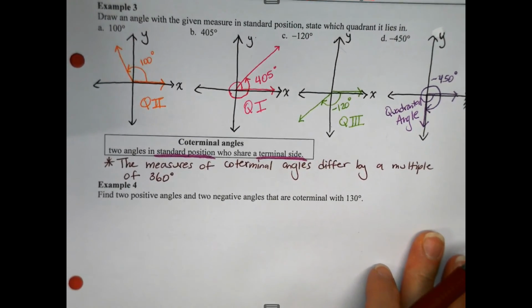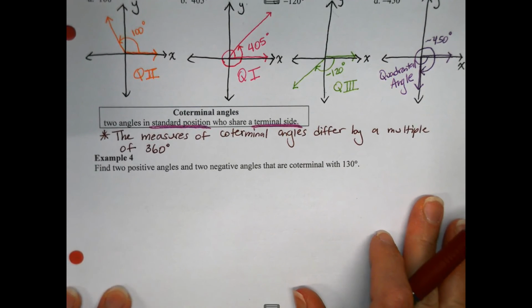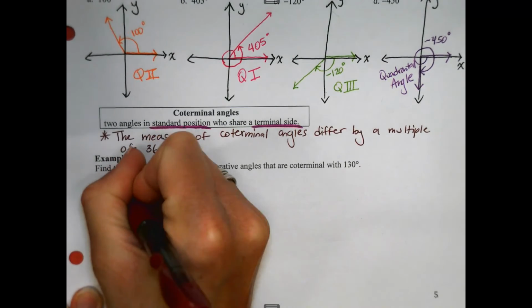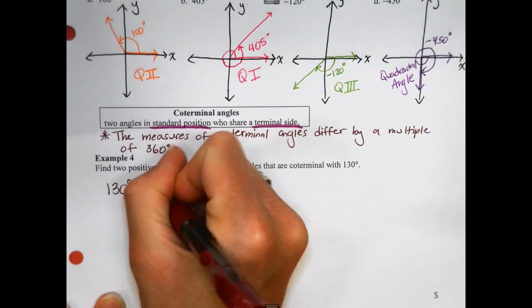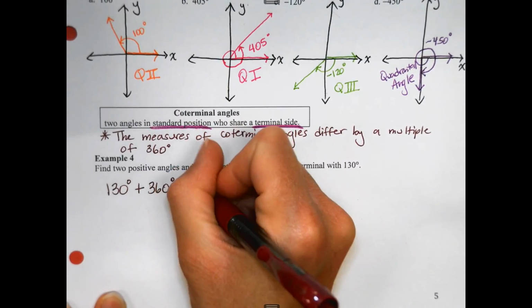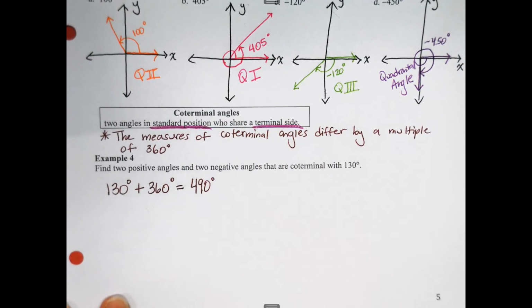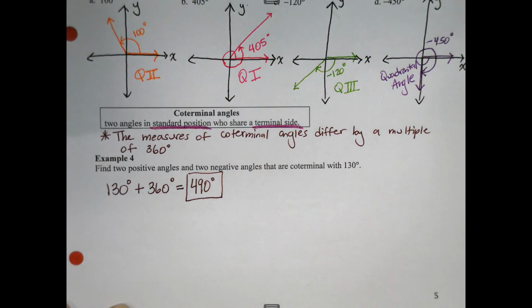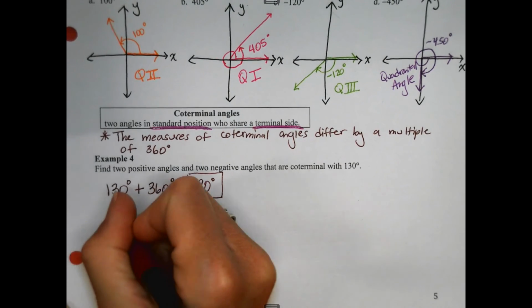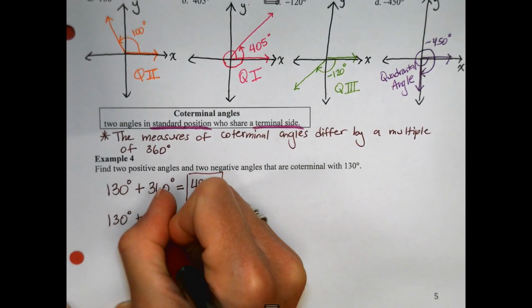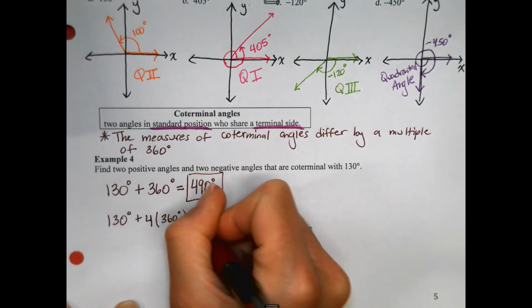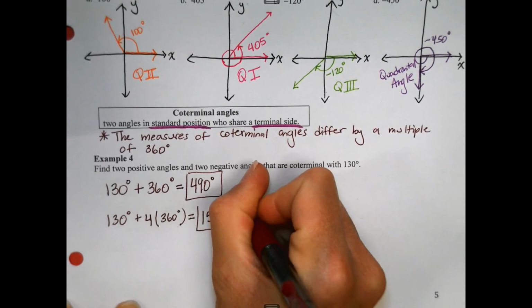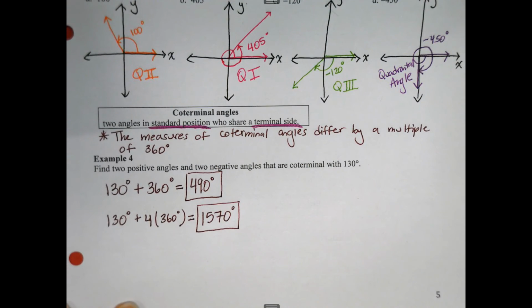So example number 4 here says to find two positive angles and two negative angles that are coterminal with 130 degrees. We're going to take 130 degrees and add 360 degrees. That gives us 490. 490 degrees is coterminal with 130. We could add any multiple of 360. So for example, we could add 4 times 360 degrees to 130 degrees. That gives us 1,570 degrees. That is just another angle that is coterminal to 130.